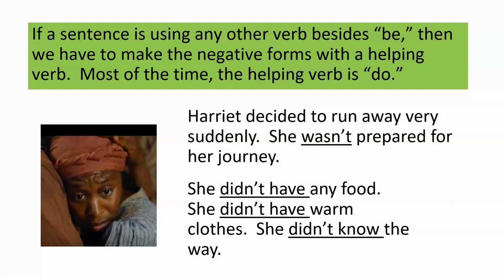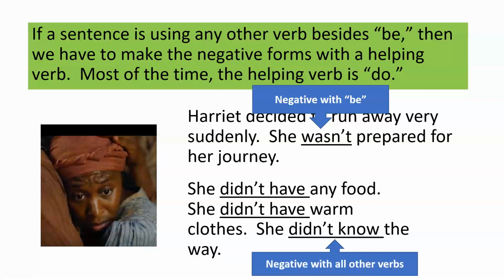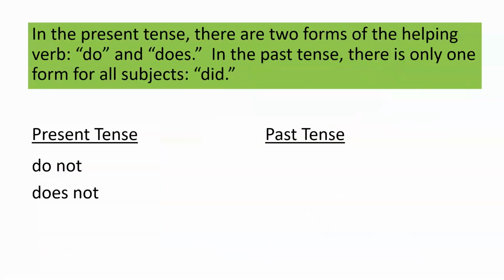Harriet decided to run away very suddenly. She wasn't prepared for her journey. That is a negative with be. But for these sentences, have and know, I make the negative in a different way. She didn't have any food. She didn't have warm clothes. And she didn't know the way. So these are the negatives with all the other verbs.